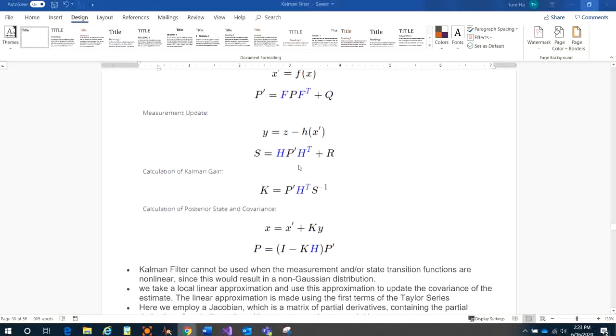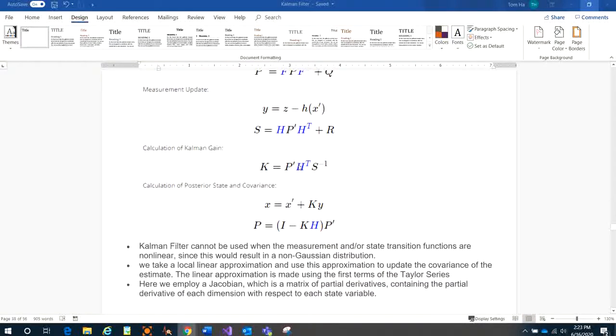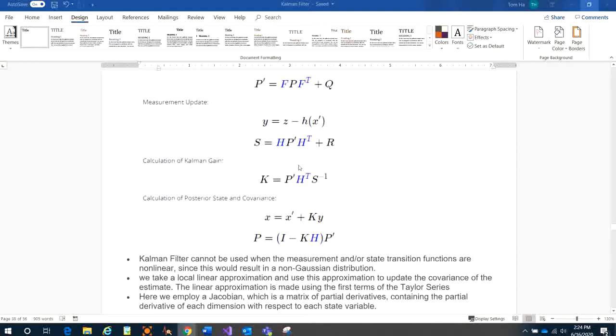They use the linear approximation to update the covariance of the estimate. The linear approximation is the first two terms of the Taylor series. If you don't know about Taylor series, I have the link in the last video. And one more important thing in the extended Kalman filter is the Jacobian, the matrix of partial derivatives containing the partial derivative of each dimension with respect to each state variable.